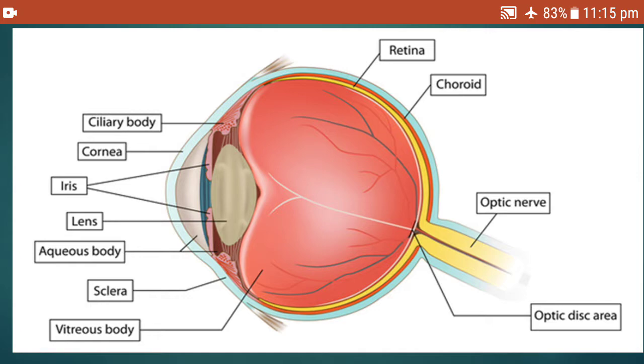It is the sclera. It is transparent in front of the lens, forming the cornea. It is bulged, forming the cornea in front of the lens. The second layer of the eye is the choroid. Can you see it at the top? The choroid is the second layer, and the third layer is the retina.